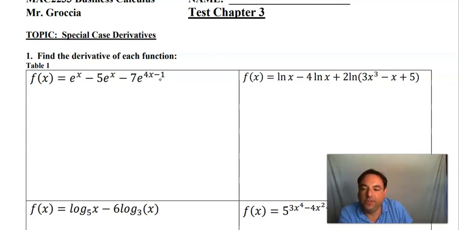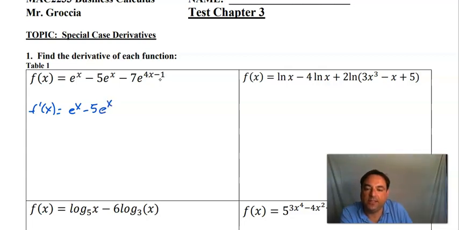minus 1. So if you remember how to take the derivative of e to the x, the derivative of e to the x is e to the x. The minus 5 stays in front. The derivative of e to the x is e to the x. The minus 7 stays in front. Now, it's not just e to the x anymore. It's e to the 4x minus 1.